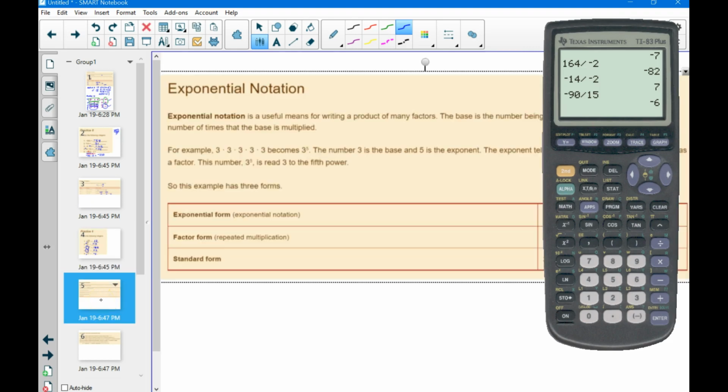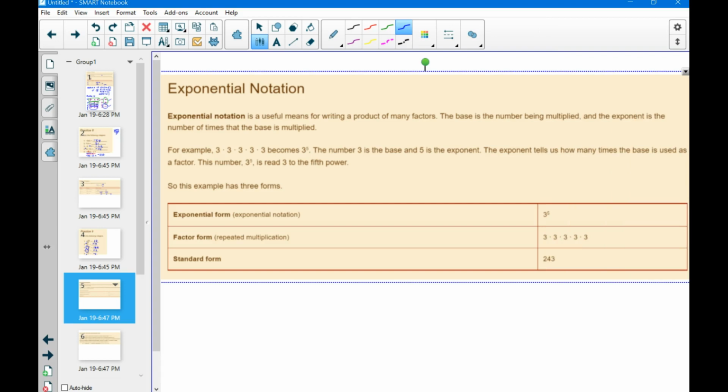So right now we're going to move on to the next section. Next section is exponents. And I'm just going to introduce those because after exponents we have order of operations, which is a large topic, and I'm not going to get into it right now, but we're going to do some exponential notation and then we'll call it a day. So exponential notation is a useful means of writing a product of many factors. The base is the number being multiplied, and the exponent is the number of times the base is being multiplied.